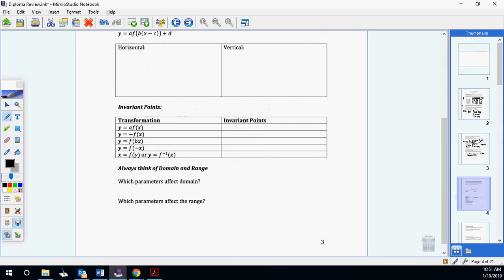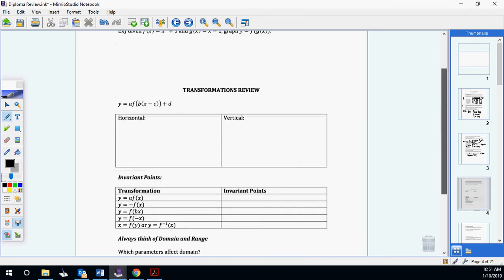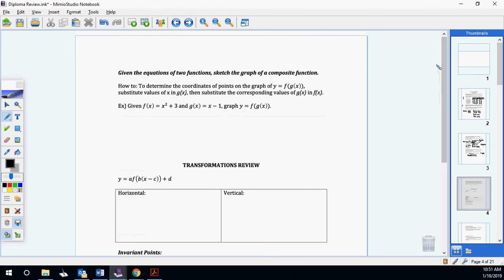All right, so one more here. Given the equation of two functions, sketch the graph of a composite function. So we want to graph it. That means we just have to do the composition and then graph what's left over. I'm still doing f of g, still putting that in for x. This I do have to square out or FOIL out in x minus 1. Actually, I don't, technically, and we'll explain why.